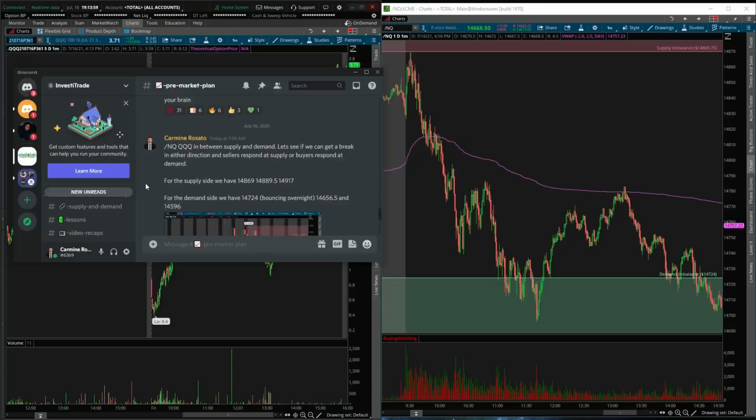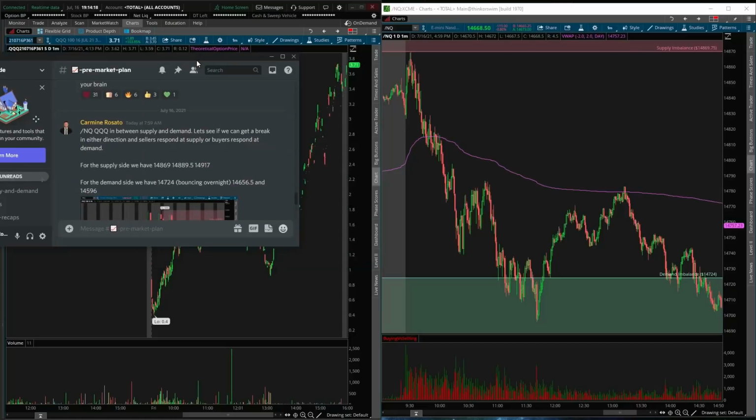And when there's not a setup and the market's balanced, it's very evident to tell on ES and NQ, as it's the market themselves. I look at them as the king daddy of the market. So today on NQ and QQQ from the pre-market plan, we had supply at 14869, and we also had demand at 14724 that we were bouncing off overnight.